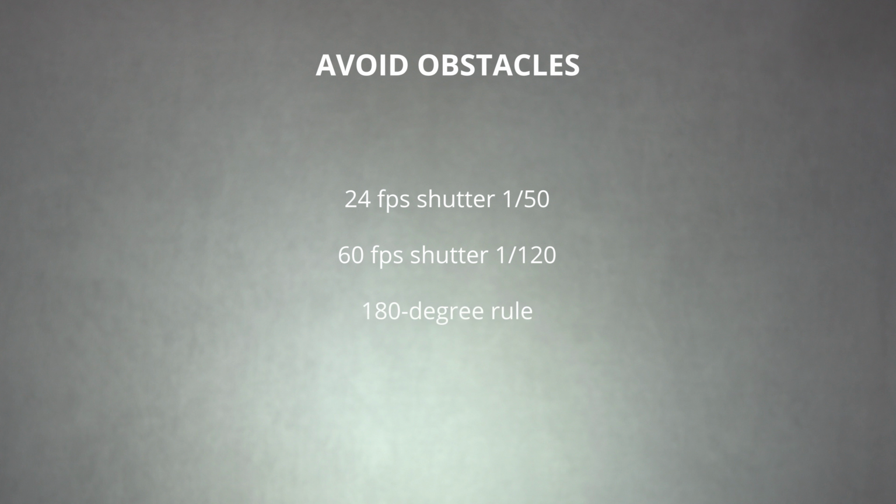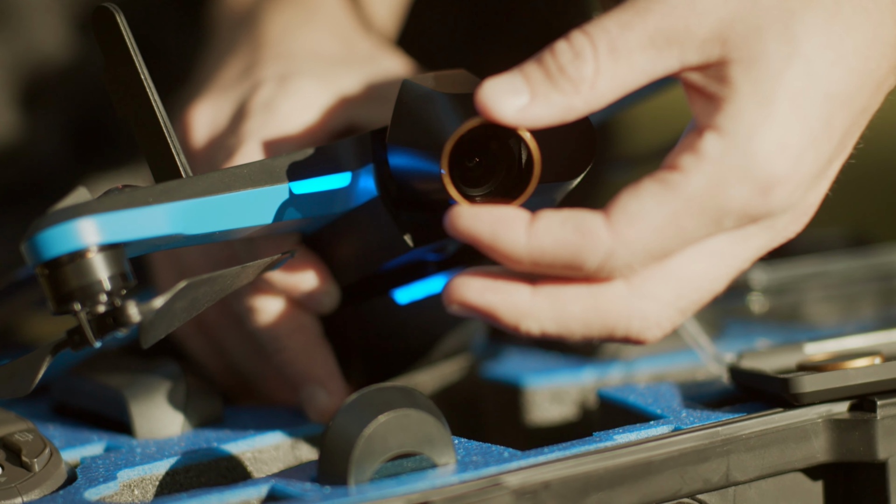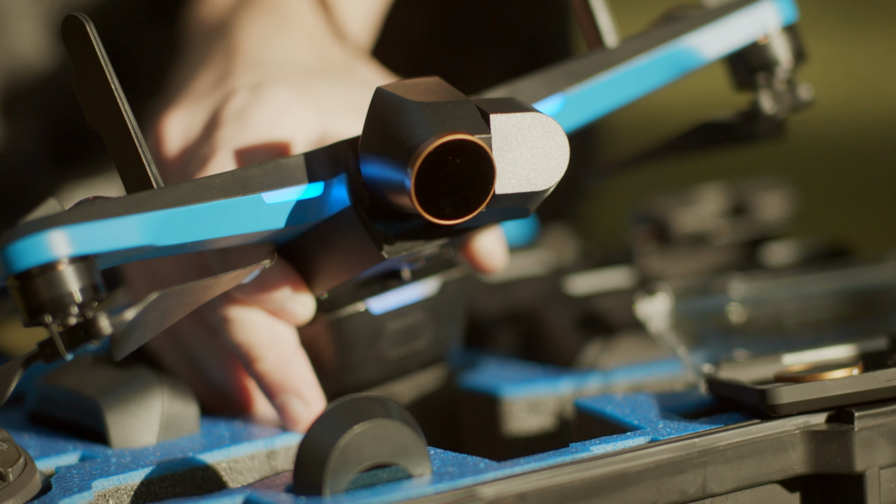This is to mimic motion in the same way the human eye experiences it in real life, which in turn makes it more cinematic. Neutral density, or ND filters, come in different strengths. The Skydio 2 Plus has a set of 3 compatible ND filters that'll cover you in even the brightest situations.